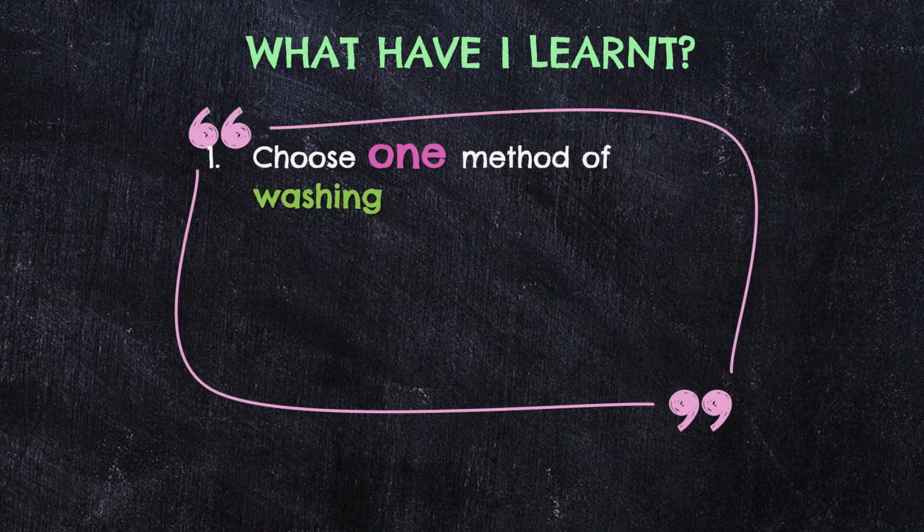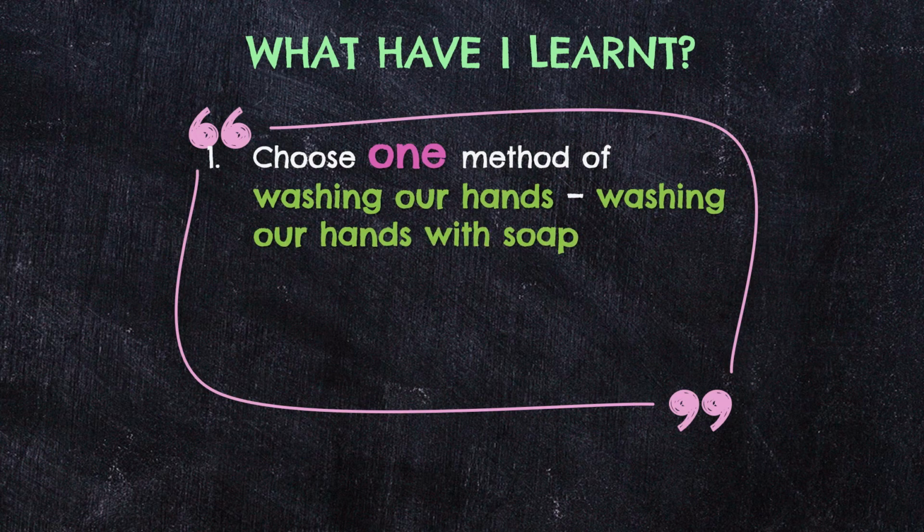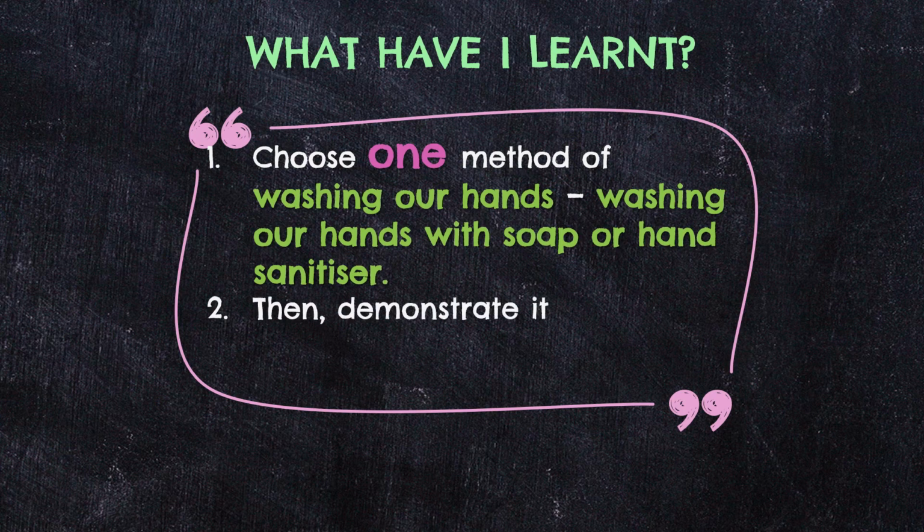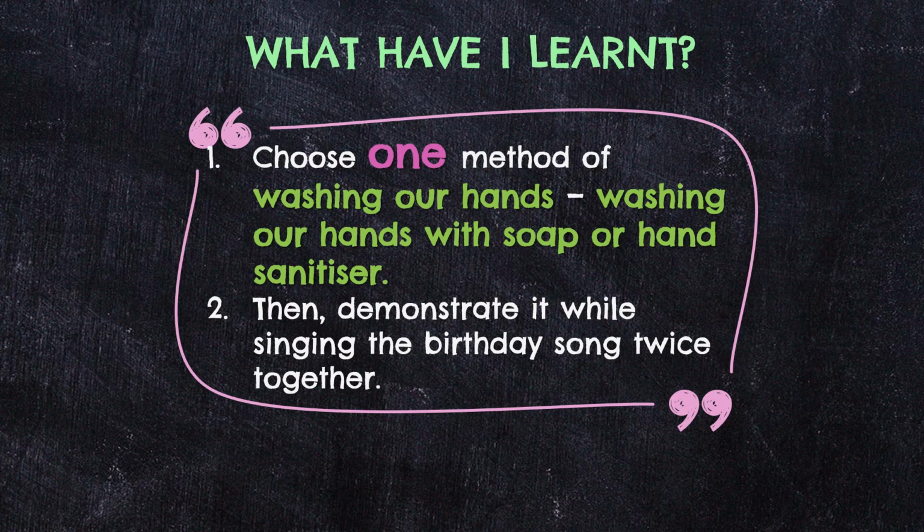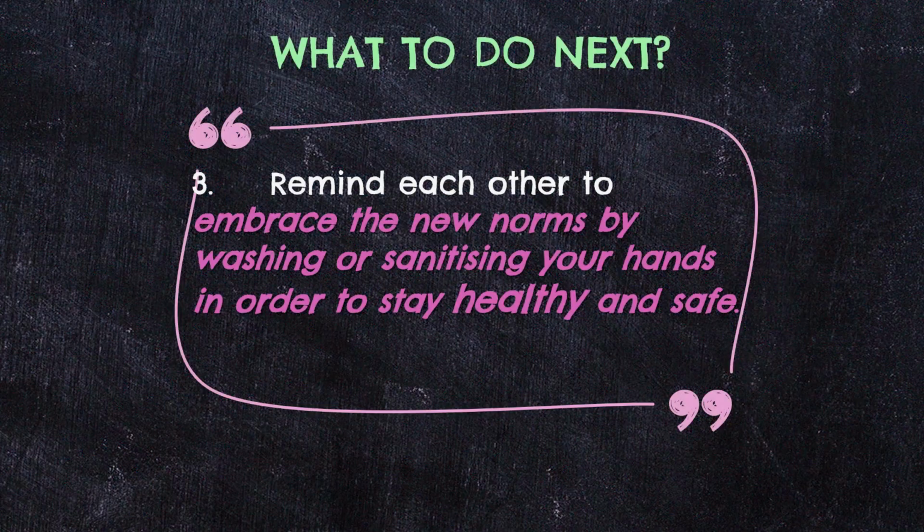Before ending the lesson, choose one method of washing our hands. Use either washing our hands with soap or hand sanitizer. Then demonstrate it while singing the birthday song twice together. What to do next? Remind each other to embrace the new norms by washing or sanitizing your hands in order to stay healthy and safe.